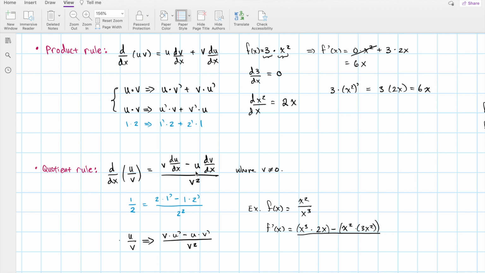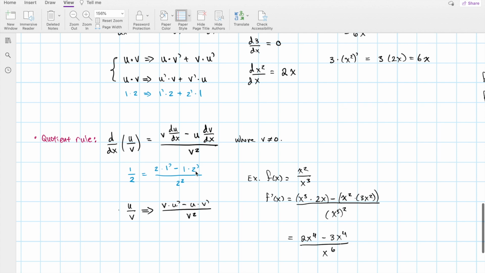All over v squared, which is x cubed. Again, brackets are so important. And then you would simplify it and you'd get your answer. So in our case, it's 2x to the power of 4 minus 3x to the power of 4 all over x to the power of 6. Okay?